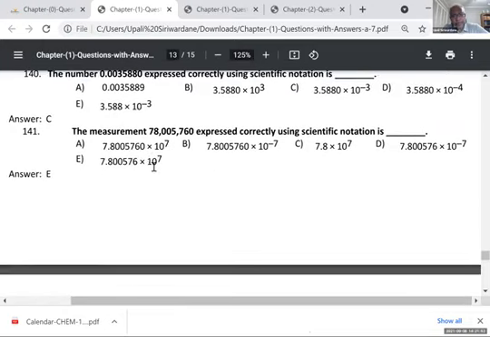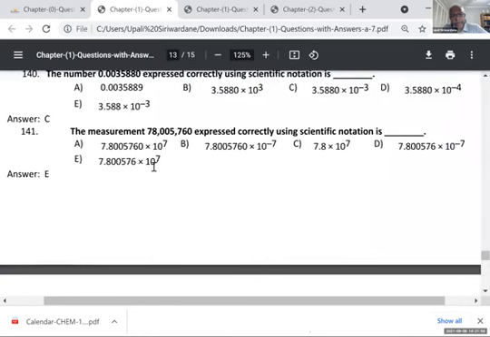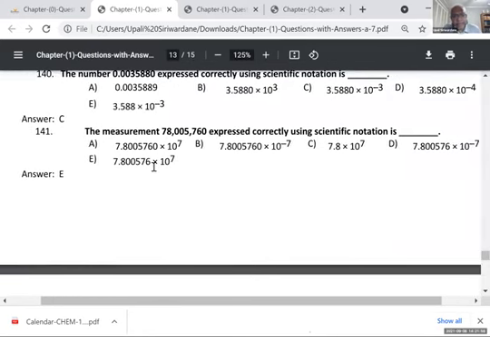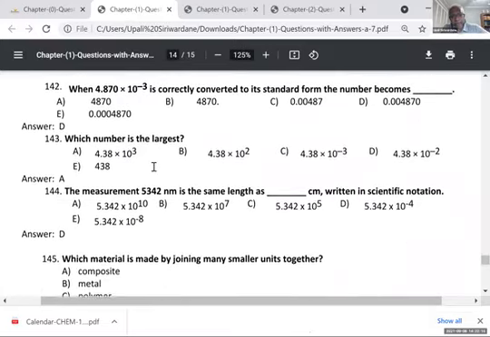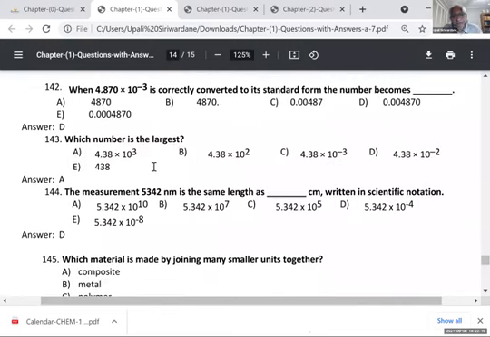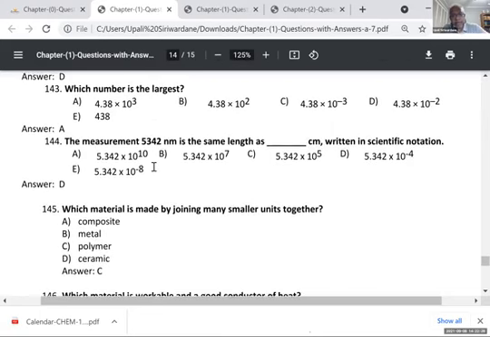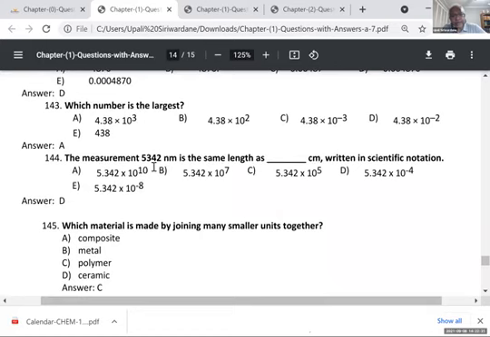So how do you show the exponent in the scientific notation? That's easy. You move 7 decimal places to the front, between 7 and 8. That's how you get the answer. Which number is the largest? Of course, the bigger exponent is the largest number. A. When you multiply it, then you can find out clearly.